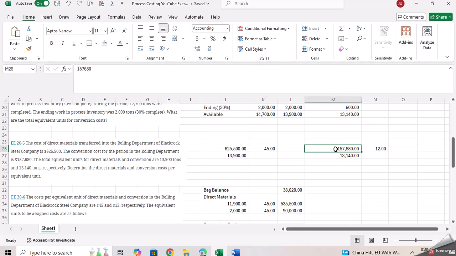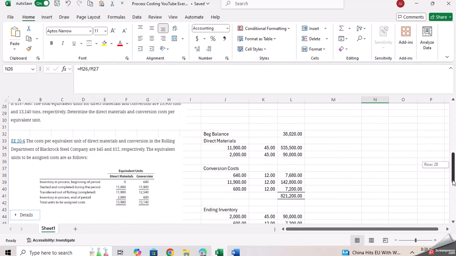Then we come over to our conversion costs. Those are $157,680. And then our equivalent units, again, what was computed above, is 13,140. So then we divide those to get to $12 a unit.